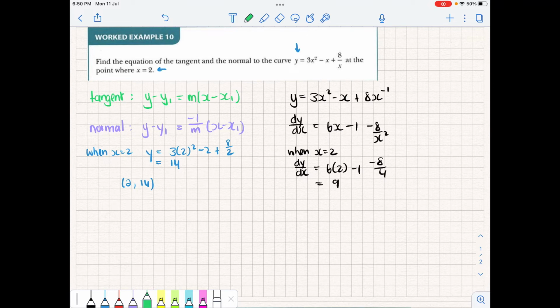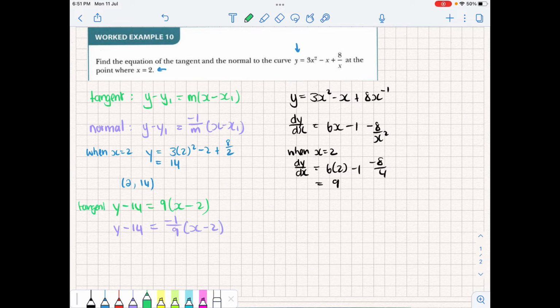So for the tangent, we'll have y minus the y coordinate of the point, which is 14, equal to the gradient, which was 9, times x minus the x coordinate, which was 2. And if the question doesn't ask me to simplify or use the equation in any way, I can leave the equation like this. So for the normal, we have y minus 14 again, because it's the same point, equal to, this time, the negative reciprocal of the gradient for the tangent, so minus 1 over 9 times x minus 2. And that is the equation for the normal.